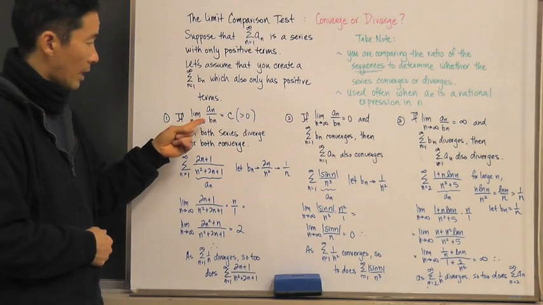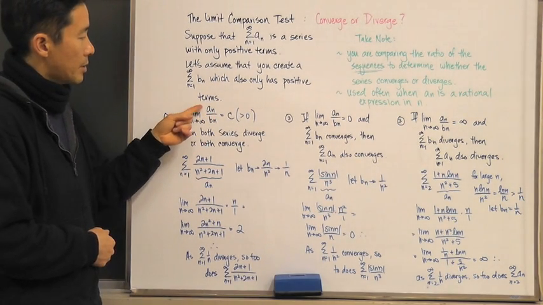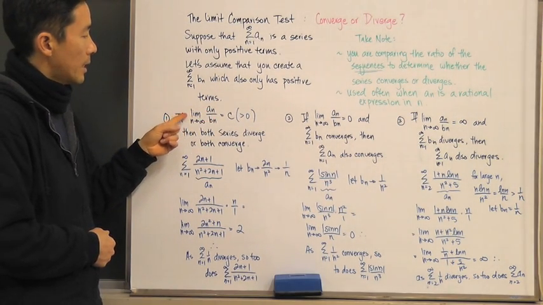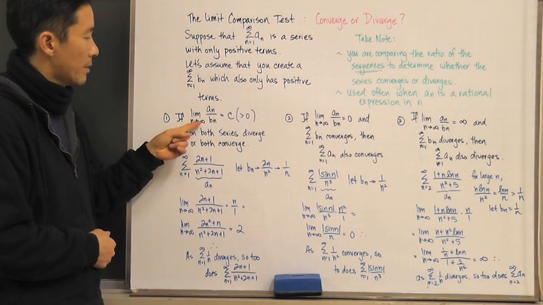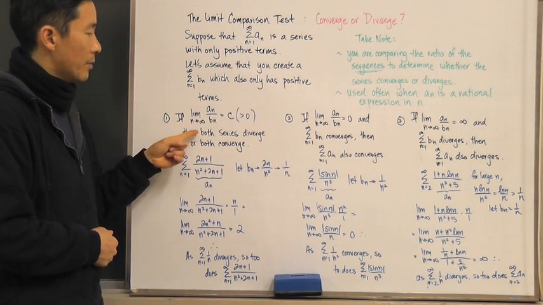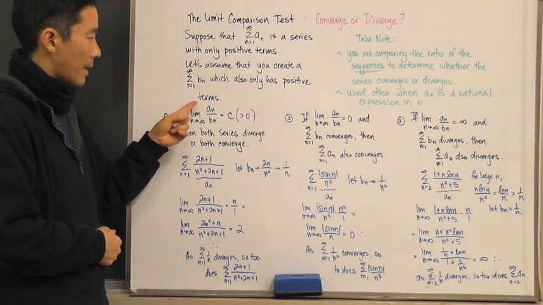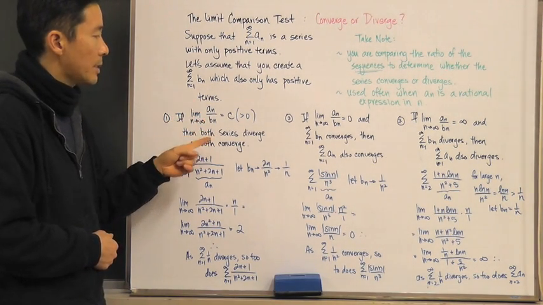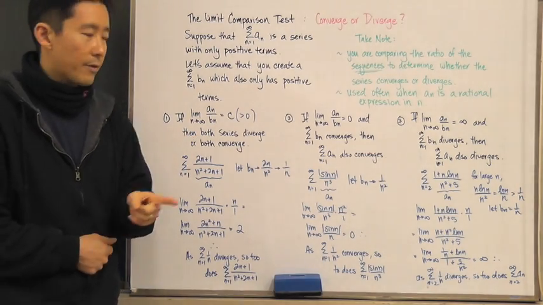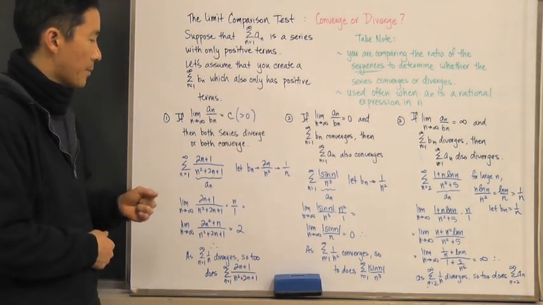Now, if the ratio of a sub n over b sub n is equal to c, which is greater than 0, as the limit as n approaches infinity, then we know that both the infinite series of a sub n and the infinite series of b sub n are going to converge or diverge. Let's take a look at an example.